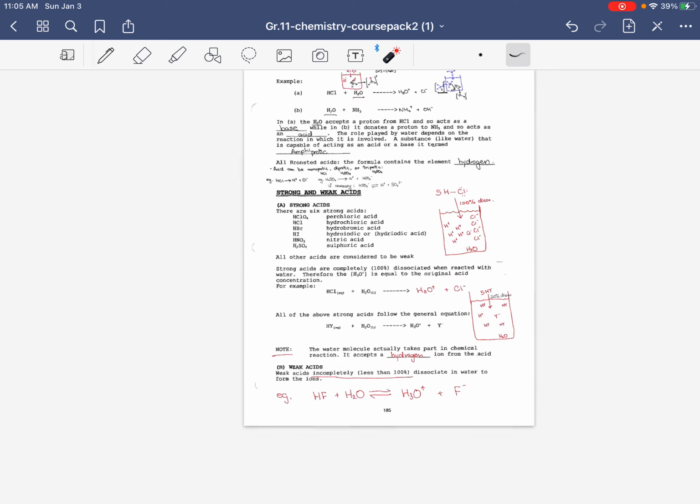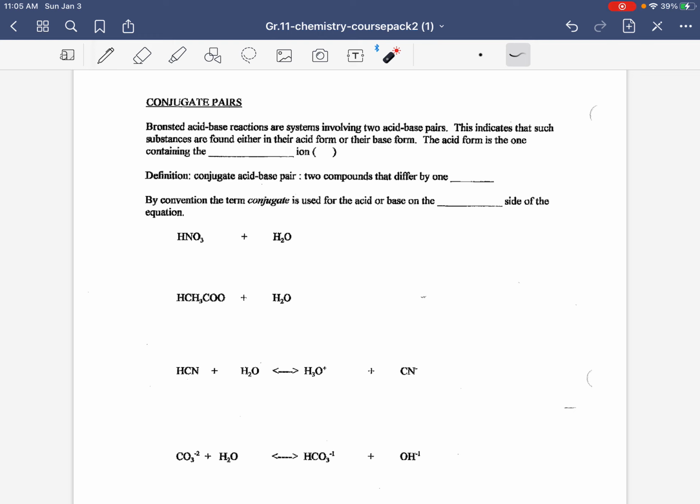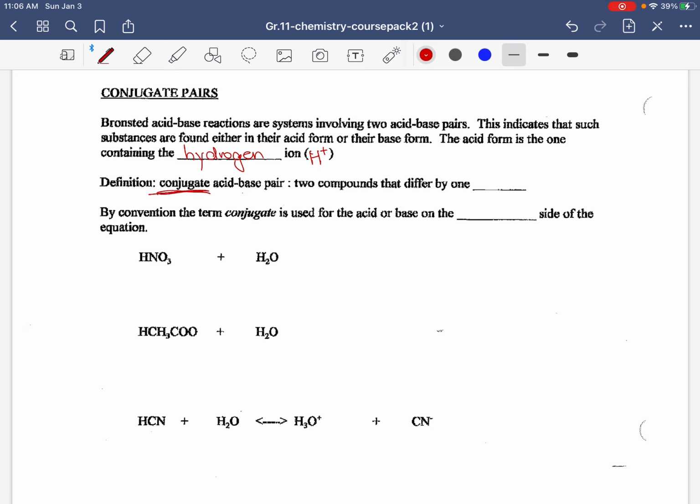All right. With that in mind, I'm glad I remembered to tell you this. Let's go back to this page, called conjugate pairs. Bronsted acid and base systems involve two acid-base pairs. The trick here is water. We saw in the last class that water is amphiprotic. That means water can act as an acid or a base depending on who it's dancing with. The missing word here is hydrogen, because you have to look at hydrogen. Hydrogen is the key in determining if something is an acid or a base, in this case conjugate acid or conjugate base, because the difference between the two is one hydrogen atom.